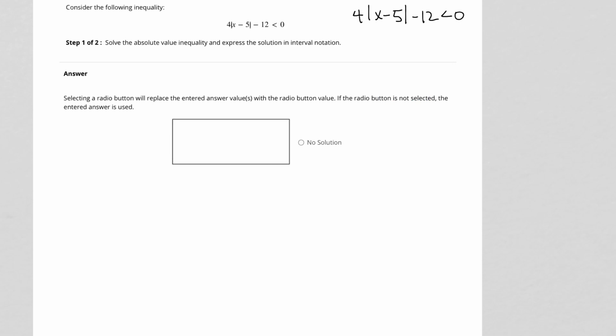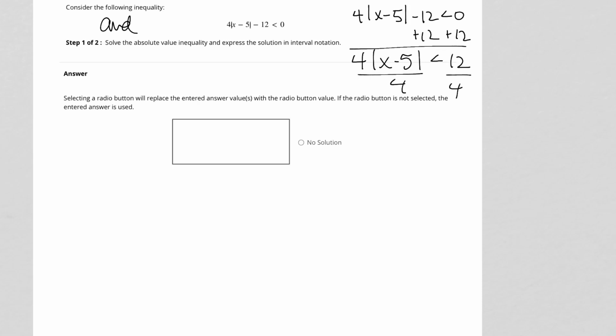We're considering the following inequality. 4 times the absolute value of x minus 5 minus 12 is less than 0. So it's less than, so it's another and. It is not in standard form, so we need to do that first. I'm going to add 12 to both sides. 4 times the absolute value of x minus 5 is less than 12. Divide by 4. The absolute value of x minus 5 is less than 3.